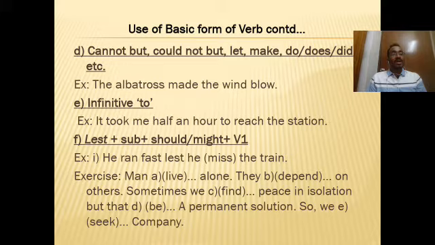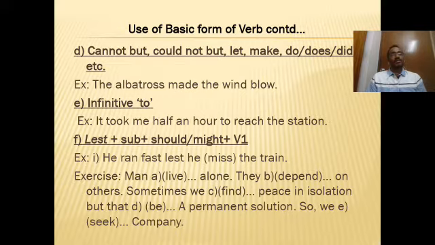You see, sometimes we find peace in isolation, but that is a permanent solution. Sometimes we find peace in isolation. So here we can keep this verb as it is, and complete the sentence like this: sometimes we find peace in isolation. Or we can give one modal verb here. For example, sometimes we may find peace in isolation, or we can find peace in isolation.